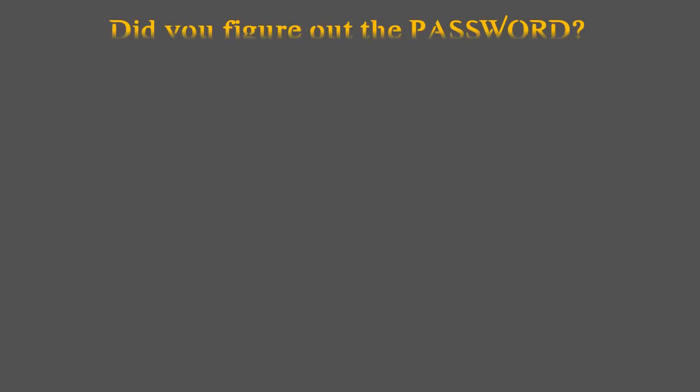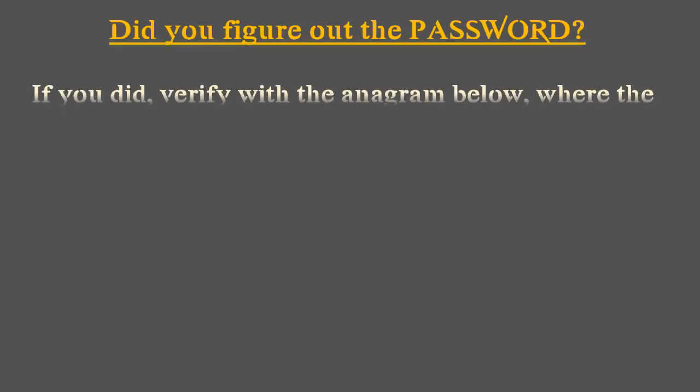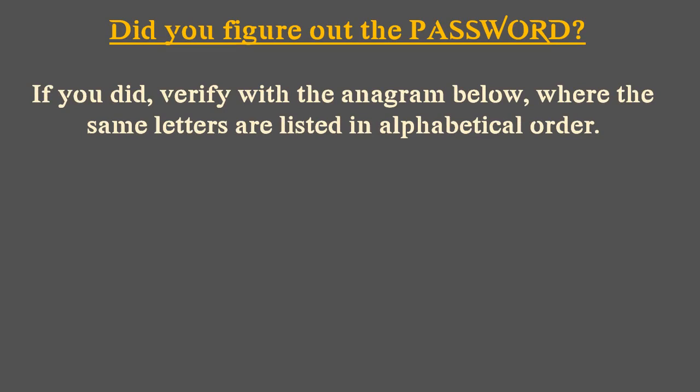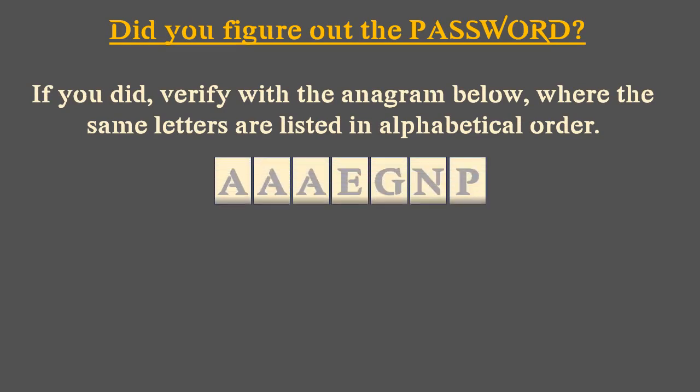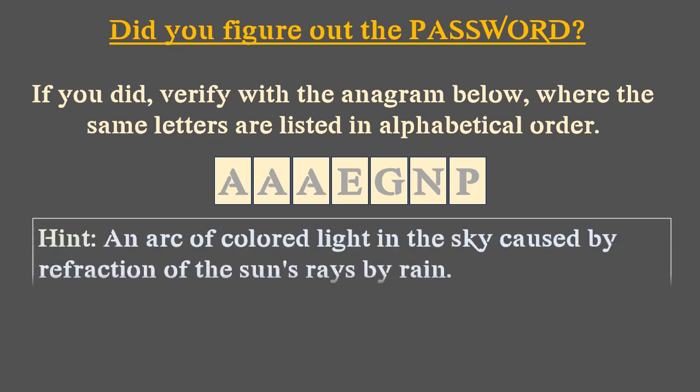Did you figure out the password? If you did, verify with the anagram below, where the same letters are listed in alphabetical order. Hint: an arc of colored light in the sky caused by refraction of the sun's rays by rain.